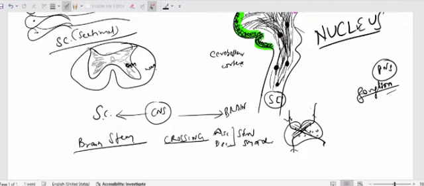Because gray matter will be scattered because it has to get crossed, you know, that is called as reticular.